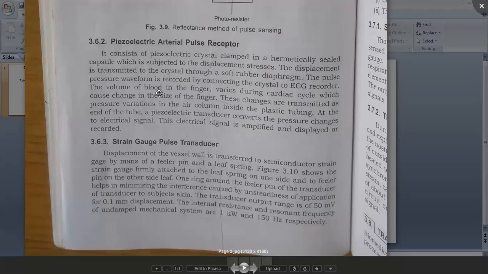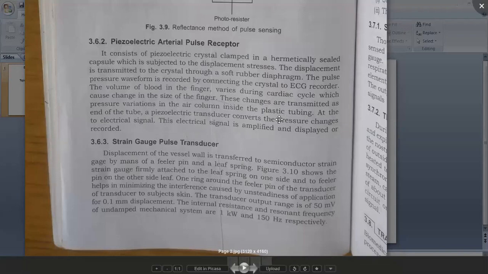The volume of the blood in the finger varies during the cardiac cycle, which causes changes in the size of the finger. When the volume of the blood in the finger changes, it causes variations in the air column inside the plastic tubing.